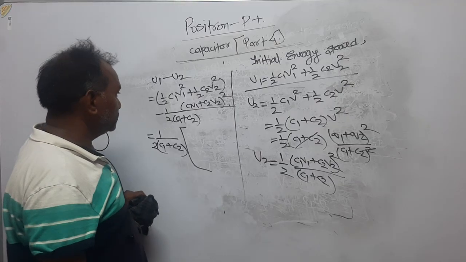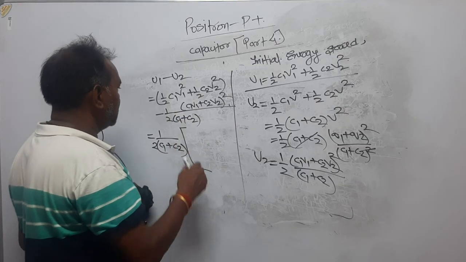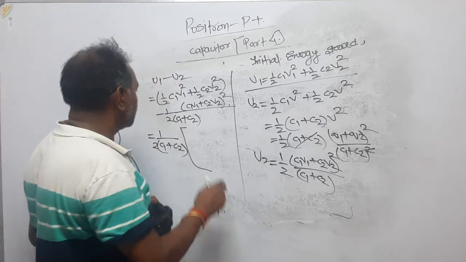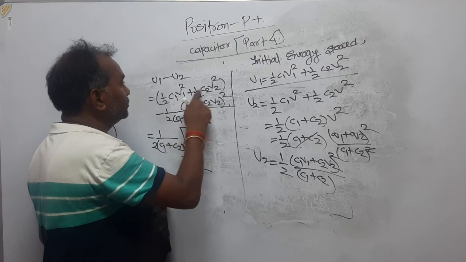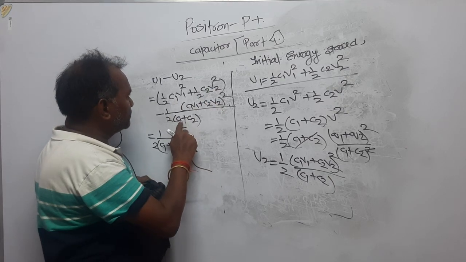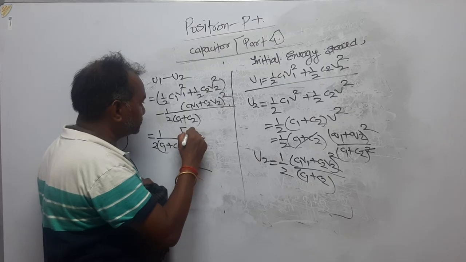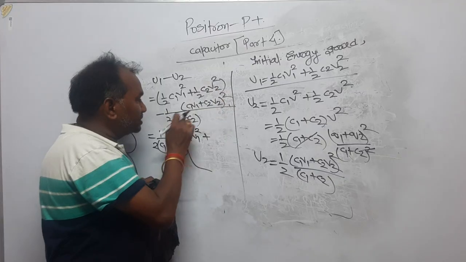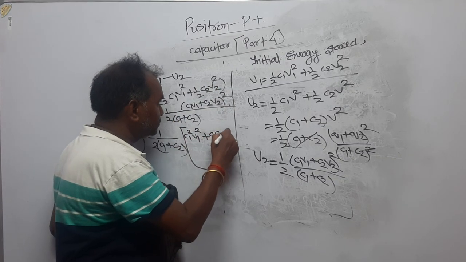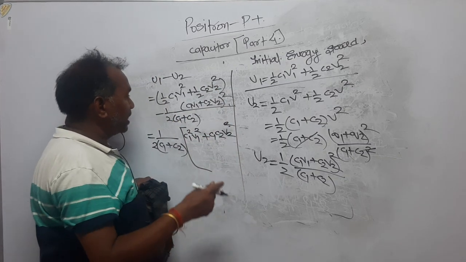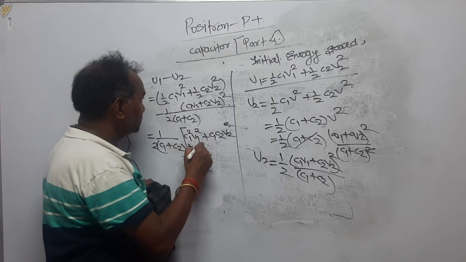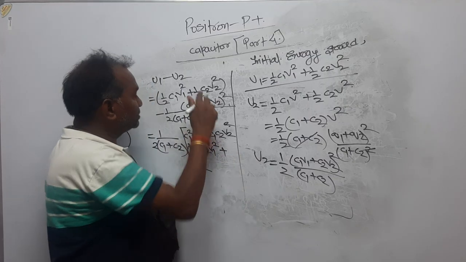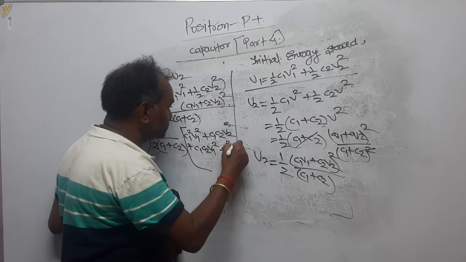Now what is left here? Half I have taken out, C1 plus C2 LCM. So C1 plus C2 undoubtedly will be multiplied by this. So if you multiply with C1, it is C1 square V1 square, plus when you multiply this term with the C1, it is C1 C2 V2 square, and when C2 is multiplied this is C1 C2 V1 square, and when C2 is multiplied this is C2 square V2 square.